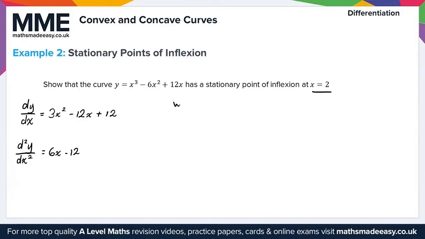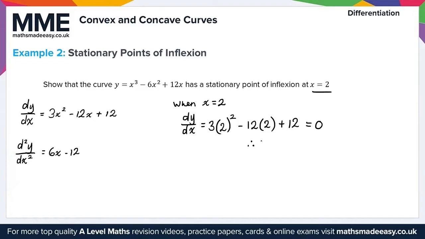That would tell us there's a stationary point at x equals 2. So let's substitute that in. When x equals 2, dy by dx is equal to 3 lots of 2 squared, minus 12 lots of 2, and finally plus 12. If we evaluate this, what we find is this is equal to 0. So that tells us there's a stationary point at x equals 2. Let's just note that down here. So therefore there's a stationary point at x equals 2.